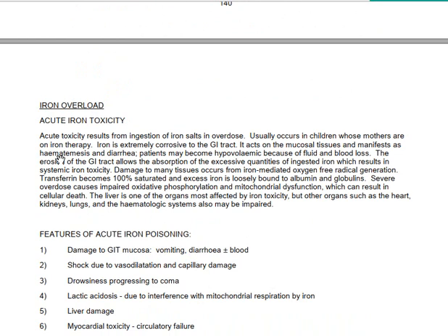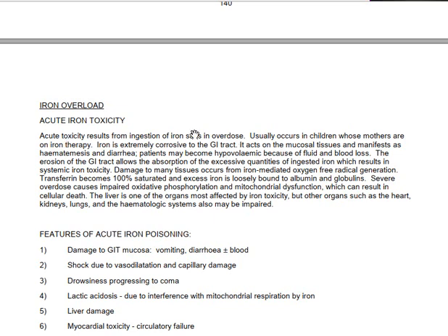Now the next disease of iron disorders is going to be iron overload. You need to know that acute iron toxicity can result from ingestion of iron salt in overdose. It usually occurs in children whose mothers are on iron therapy. Iron is extremely corrosive to the gastrointestinal tract. It's going to act on the mucosal tissue and manifest as hematemesis and diarrhea. So when you take too much iron, you're going to have hematemesis and diarrhea.